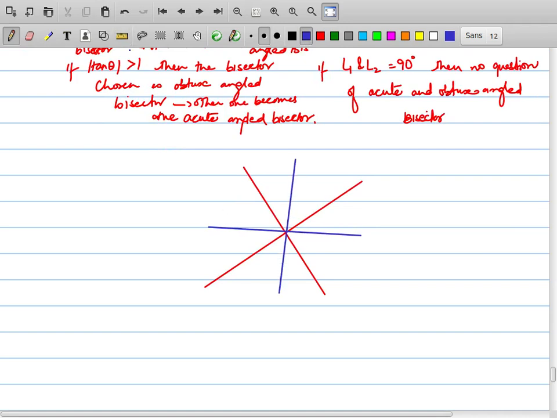Now if this is the acute angle between L1 and L2, let's say this angle is 2 theta. Now if 2 theta is between 0 and 90, why? Because this angle is an acute angle, it should lie between 0 and 90. Let's say this line is B1 and this is B2. Now what would theta be? Theta would be between 0 and 45. Now if we take tan, it means tan theta should be less than 1.